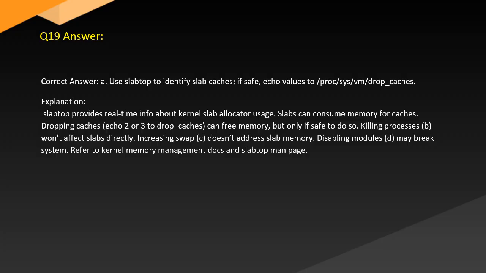Answer. Correct answer: A. Use slabtop to identify slab caches. If safe, echo values to /proc/sys/vm/drop_caches. Explanation. slabtop provides real-time info about kernel slab allocator usage. Slabs can consume memory for caches. Dropping caches, echo 2 or 3 to drop_caches, can free memory, but only if safe to do so. Killing processes, B, won't affect slabs directly. Increasing swap, C, doesn't address slab memory. Disabling modules, D, may break the system. Refer to kernel memory management docs and the slabtop man page.